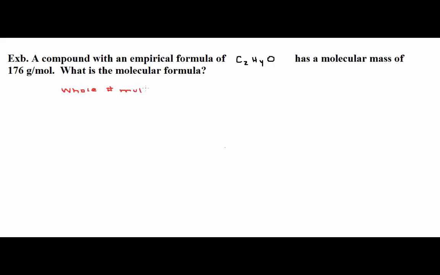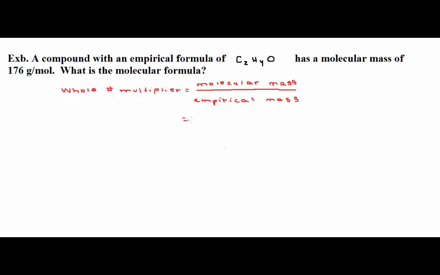So this whole number multiplier is simply the molecular mass, which is the molar mass of the molecular formula. Now, since we don't know the chemical formula for the molecular formula, that would have to be given to us, which it is in this problem. It's 176 grams per mole. That divided by the empirical molecular mass, so the empirical mass. That will give us a whole number.